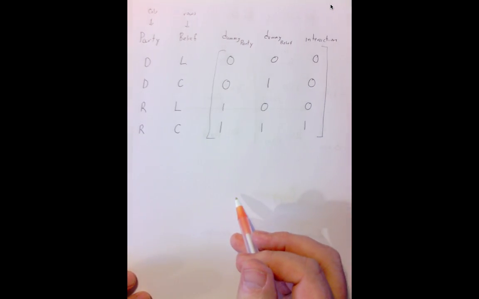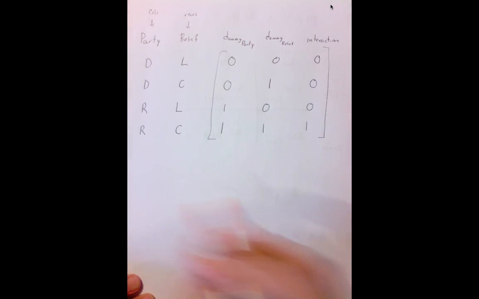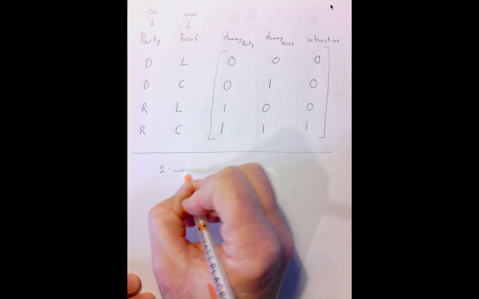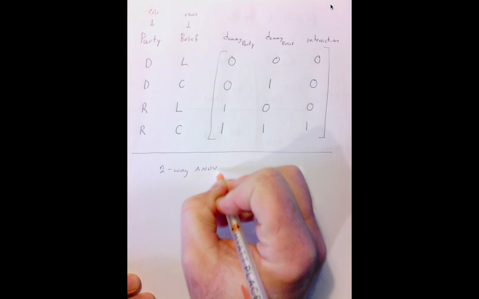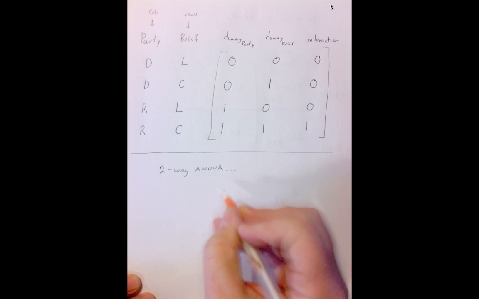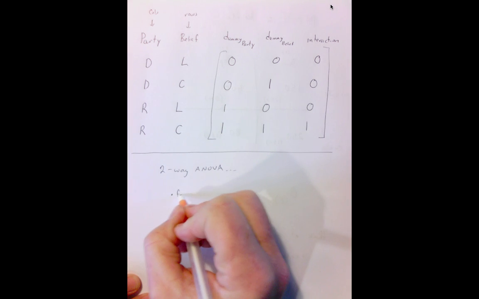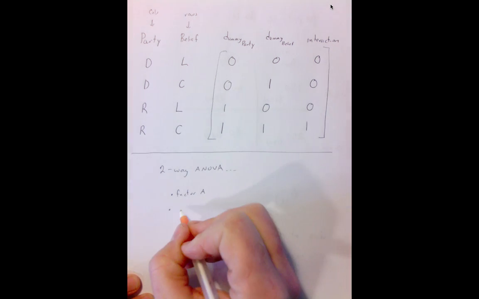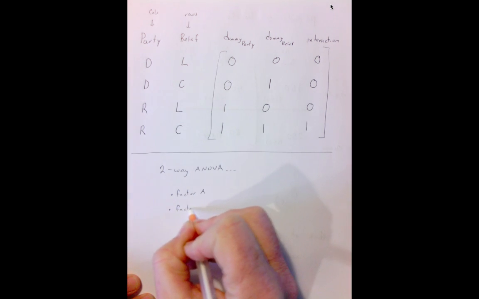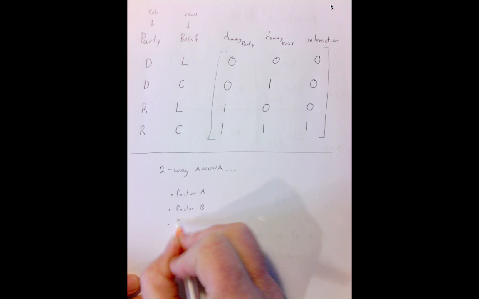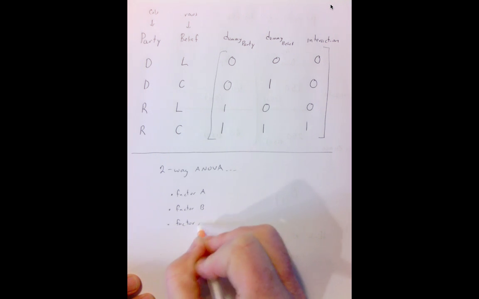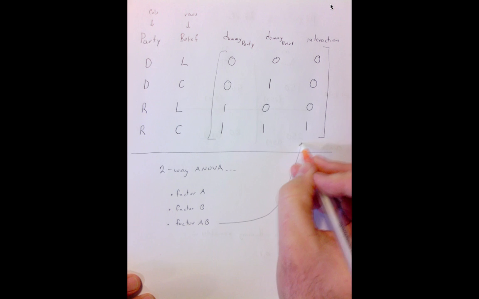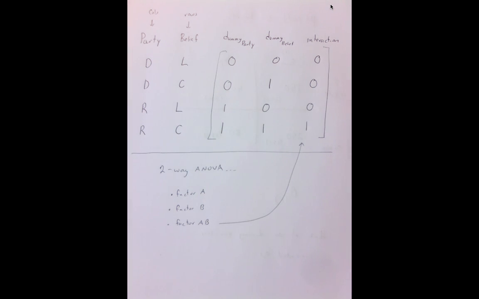Now, I think we would all have to be reminded of a two-way ANOVA in this context, where we have the effect of factor A, the effect of factor B, and of course the effect of factor AB. And that's essentially all we've done here with the interaction term.